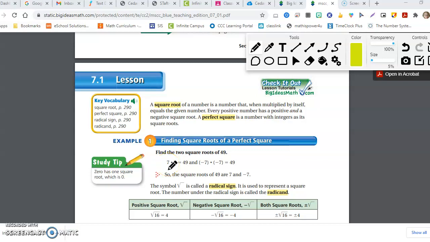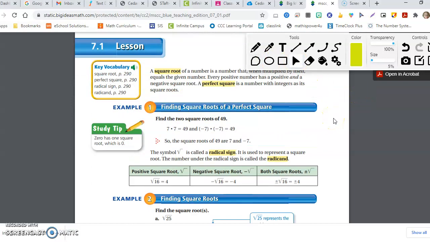Hi, we're going to talk about chapter 7.1 today about square roots and the perfect square. So remember, a square root is a number that when you multiply it by itself, it gives you the given number. Every positive number has a positive and a negative square root, because remember, two negatives, when you multiply them together, gives you a positive answer. And a perfect square is a number with integers as its square root. So numbers that have a whole number, positive or negative, as their square root.